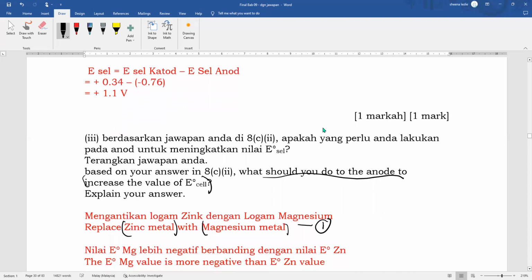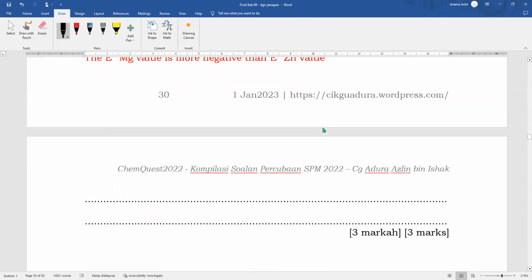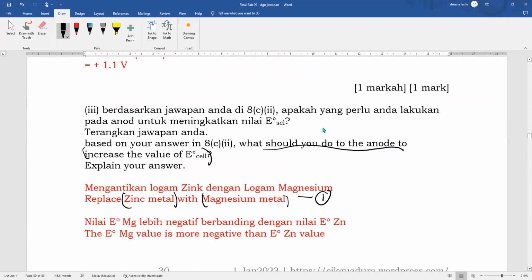Teacher, what if you don't give magnesium metal and just say replace zinc metal with a more electropositive metal? I think they will still accept, but they will prefer that you be more specific. Okay, sir. Then they ask you why, and you have to give a reason. The E naught value of magnesium is more negative than the E naught value of zinc. That's your second mark, which is true.